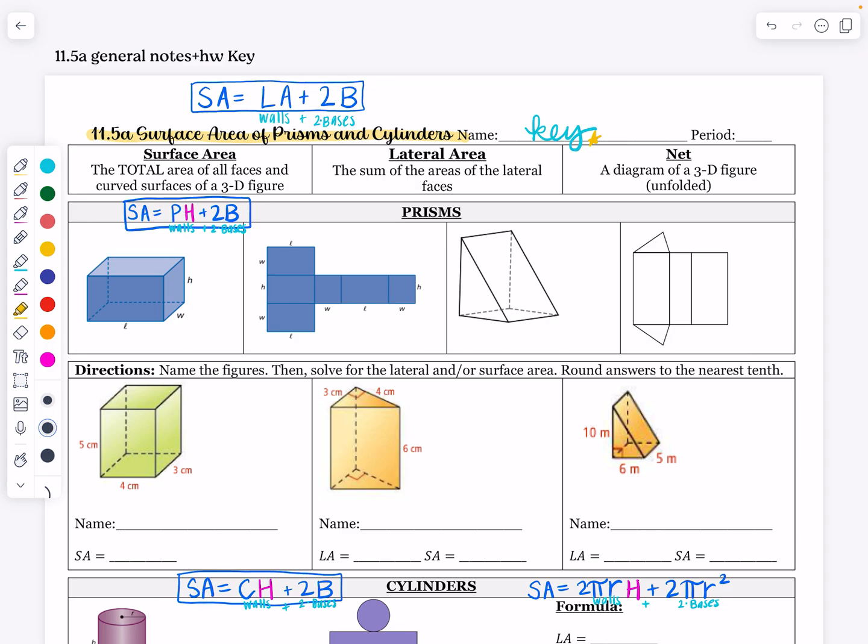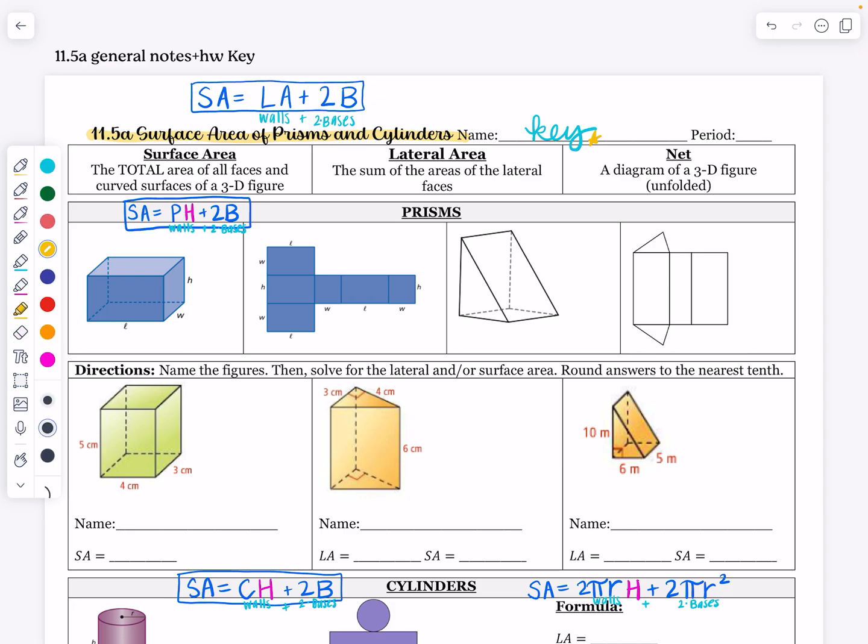We know that in a prism and in a cylinder, we have two bases, and then we have the walls that stand in between those bases. So we have LA plus 2B is going to be our formula. So make sure you have that copied down. That is going to be true of prisms. That is going to be true of cylinders. The only difference is that prisms are going to have polygon bases, where cylinders are going to have circular bases.